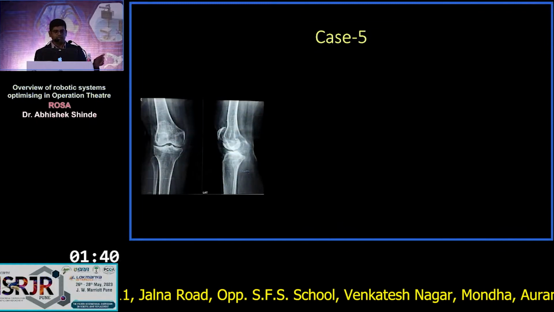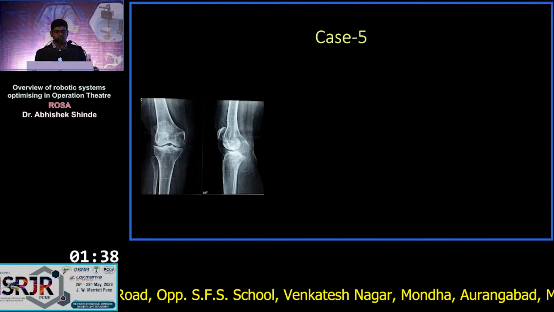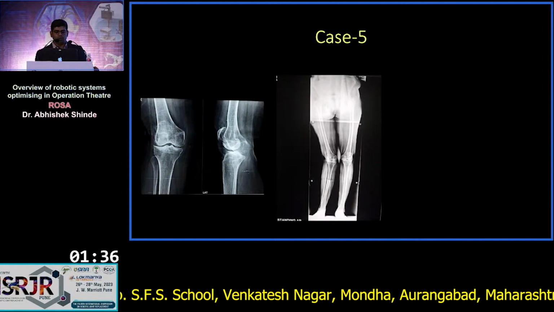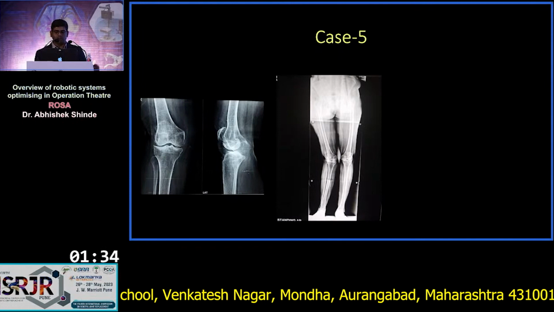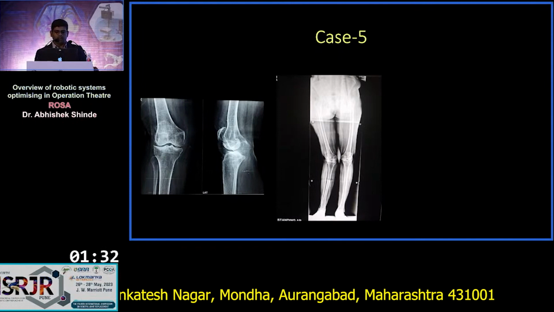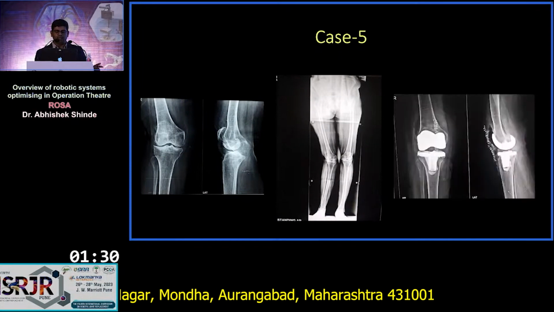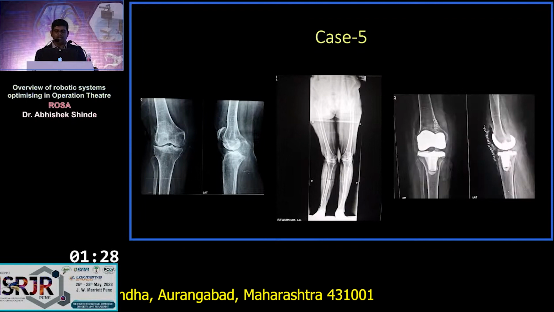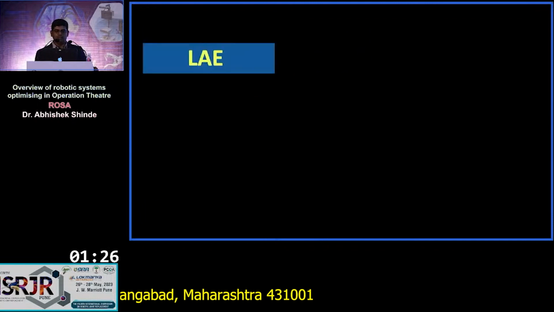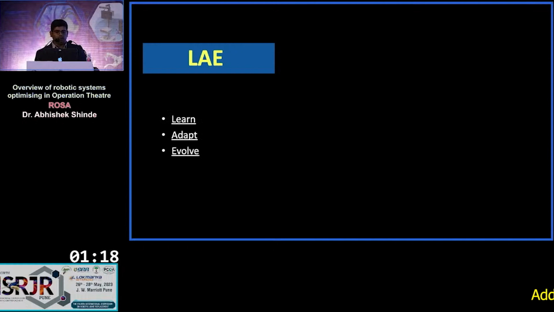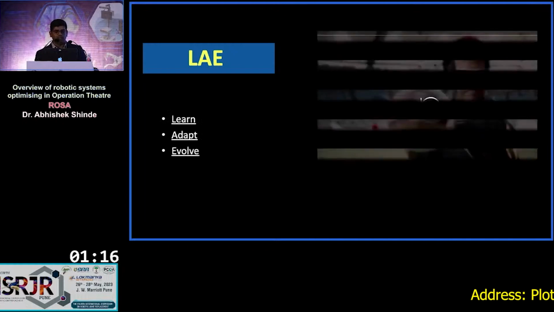This is the valgus case, extreme valgus, which I came across. This was almost 22 degrees of valgus, but it was correctable. But along with the valgus, she had the recurvatum deformity as well. This is her post-op X-ray. So what we are learning and repeating since the morning is learn, adapt and evolve. So that's what robotics means.